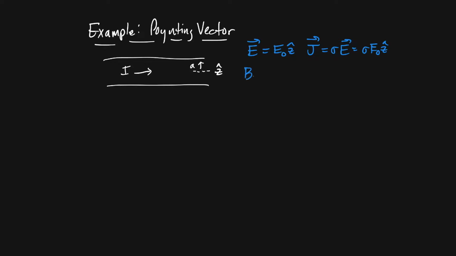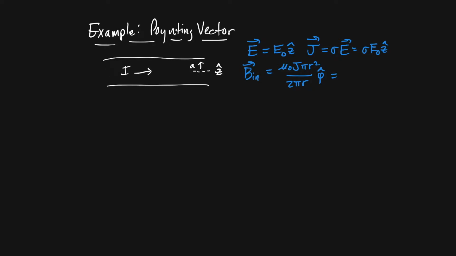We also know that we can calculate the magnetic field inside of the wire using Ampere's law. We're not going to go through that because we've done it a lot of times. So it's mu naught J pi r squared, which is the area, divided by 2 pi r, which would be the circumference. And we know that it points in the phi hat direction. That is, it sort of goes around the current.